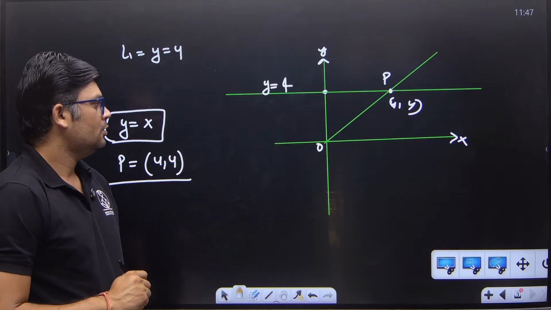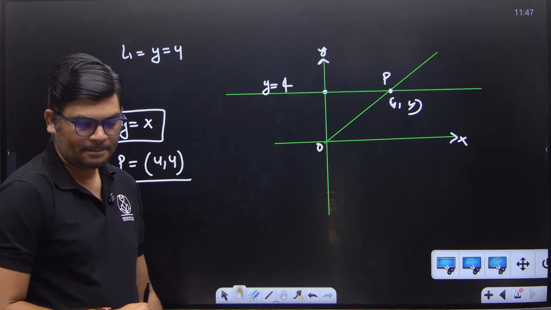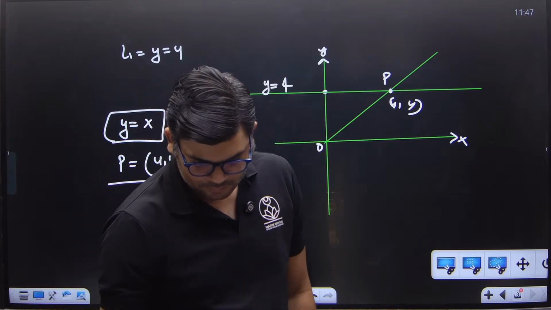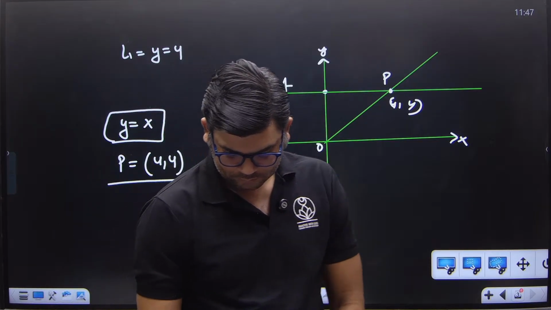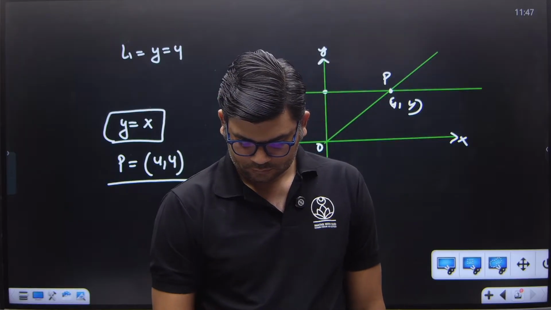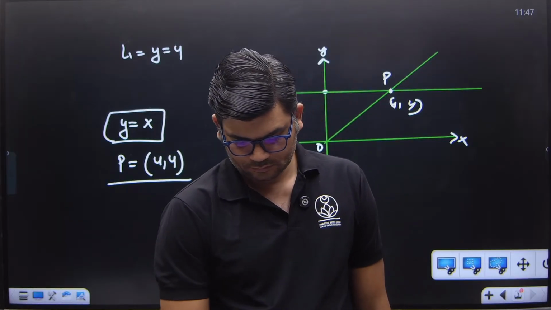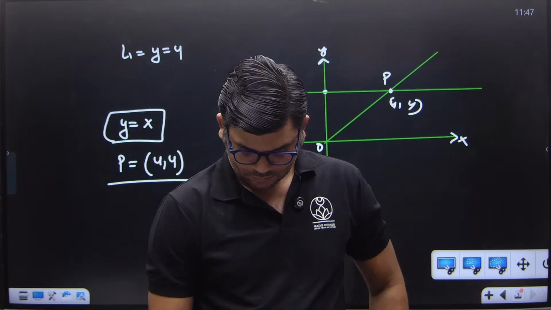In the example, as how I did it, they are stating that since y is equal to 4 in L1, MP is equal to 4. They are taking it as a right angled isosceles triangle.